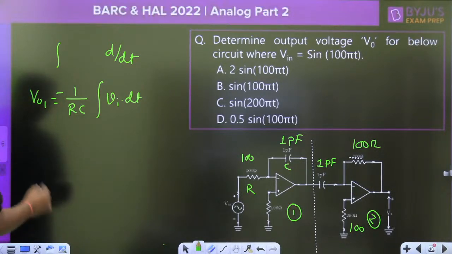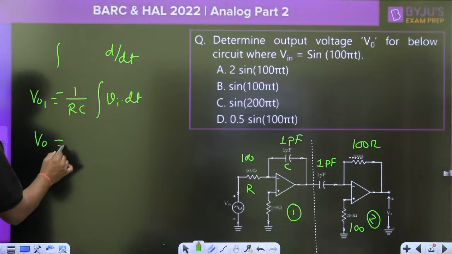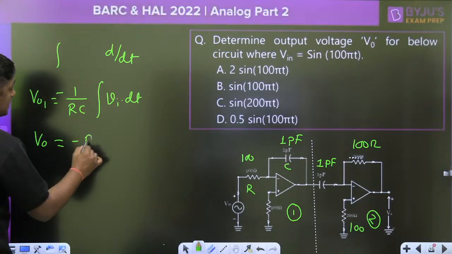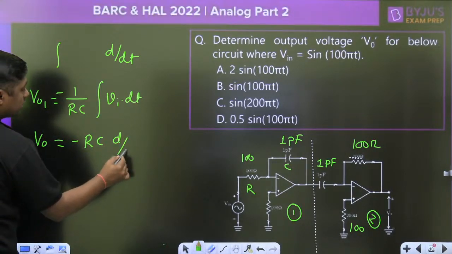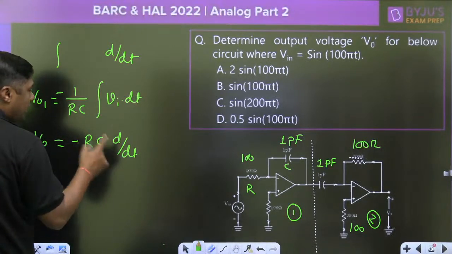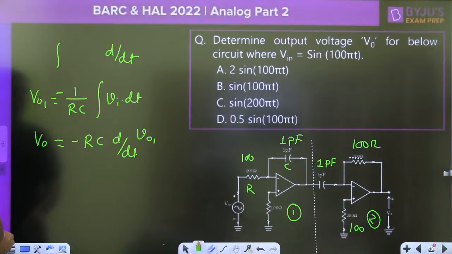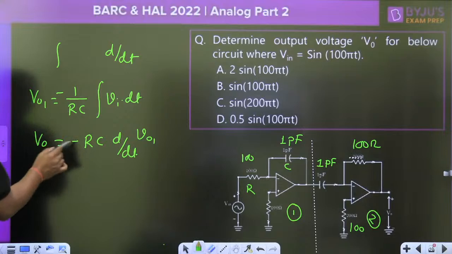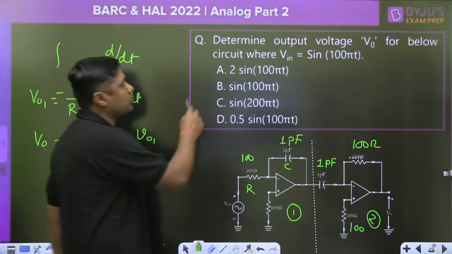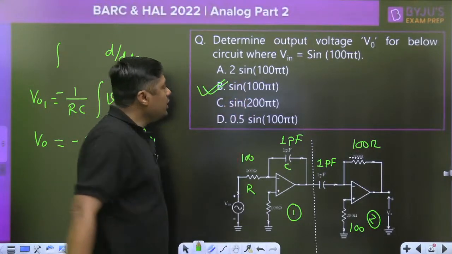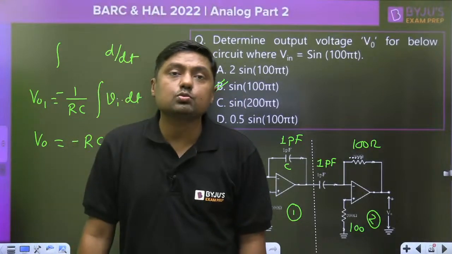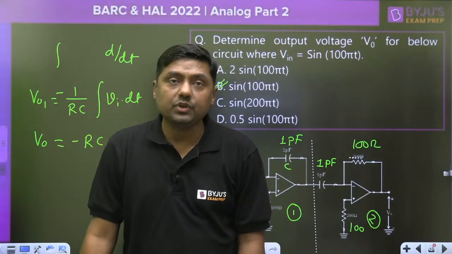And what is the output of the second? V0 is equal to minus RC d by dt of V01. This differentiator is cancelled out by integration, and RC and minus are cancelled out, and we are getting the same output, that is sine of 100 pi t.